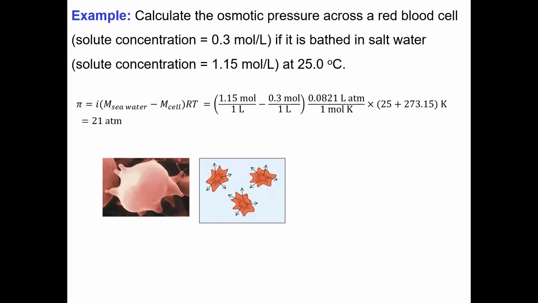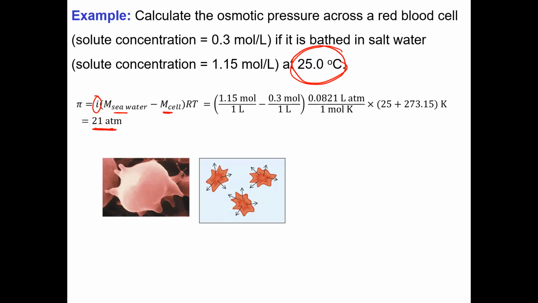Okay, here's another one. It says calculate the osmotic pressure across a red blood cell. Solute concentration equals 0.3 moles per liter. If it is bathed in salt water, solute concentration equals 1.15 moles per liter, at 25 degrees Celsius. So this is going to be similar. We're going to assume that i equals 1, but our difference in molarity now is going to be the molarity of the seawater minus the molarity within the cell, and then the rest is going to be the same, being mindful to convert our temperature into Kelvin. So this pressure is huge, 21 atm.